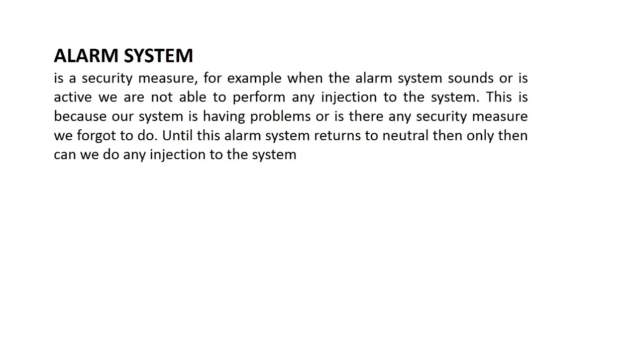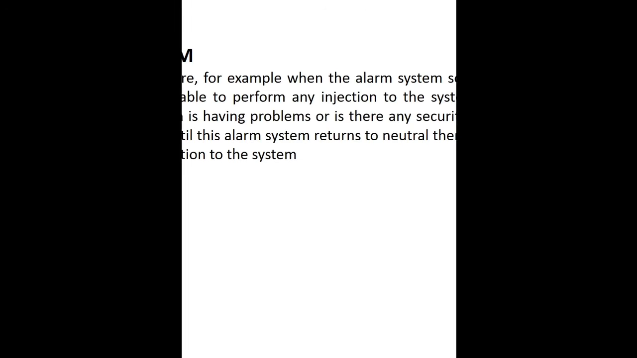Okay, and the last one is the alarm system. It's a security measure. For example, when the alarm system sounds or is active, we are not able to perform any injection to the system. This is because our system is having problems or there is some security measure we forgot to do. Only when this alarm system returns to neutral can we do any injection to the system.